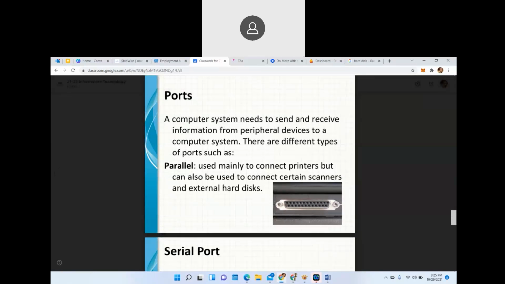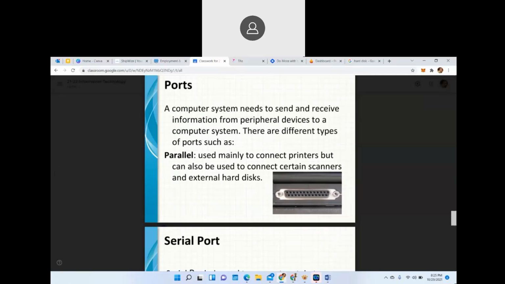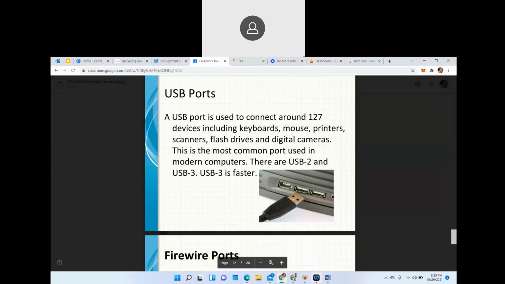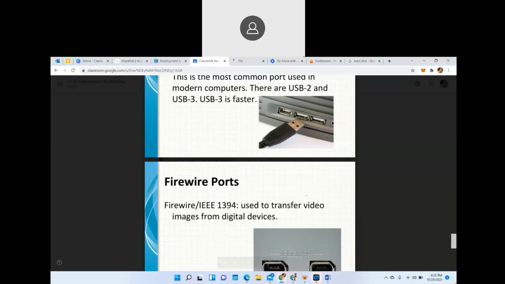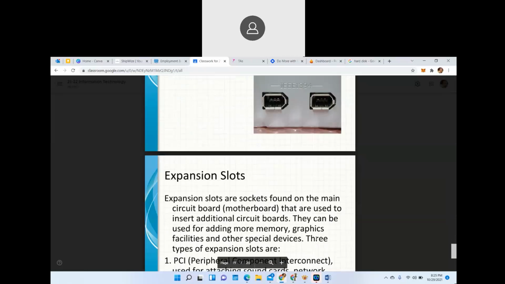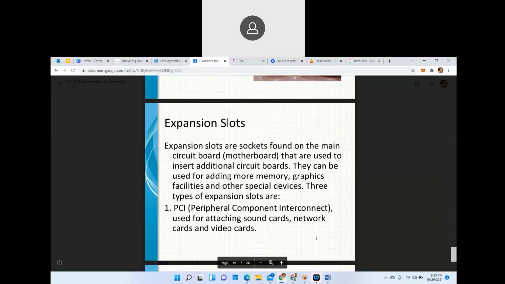So we have parallel ports. Those are the older type of printer ports, right? We have serial ports used for certain types of printers and modems. USB is the standard now. Everything uses USB. We have FireWire ports used to transfer video from devices like your cameras or imaging devices. We have expansion slots.